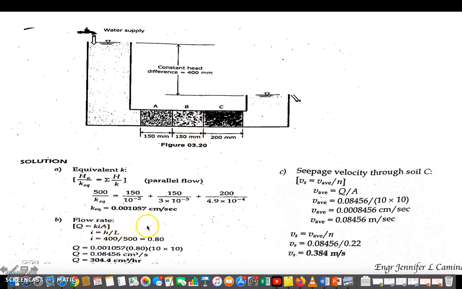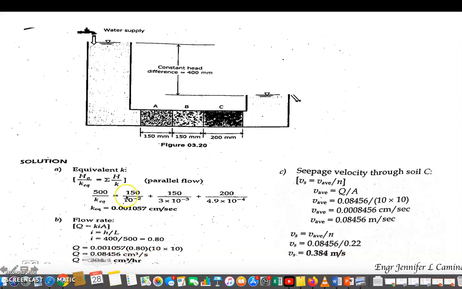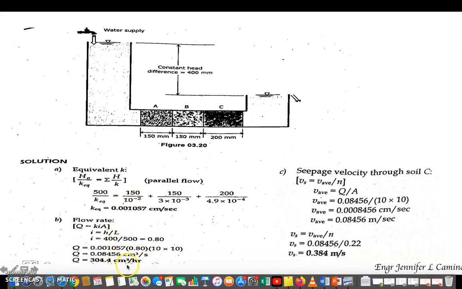Then the second one is to determine the flow rate. So flow rate Q is equal to k i times A. Basically, we have to compute our i, which is H all over L, and we have to identify our H, which is given as the constant head difference, which is 400, all over the total length of the soil sample, 500, so that gives us 0.80. So therefore, if you substitute all of those, Q now is equal to 0.08456 cubic centimeter per second, or that can be equivalent to 304.4 cubic centimeter per hour.